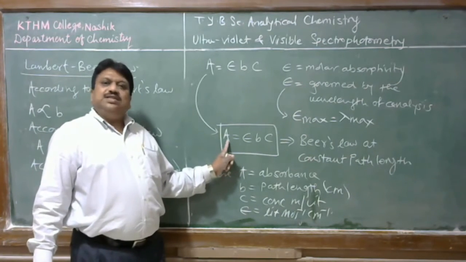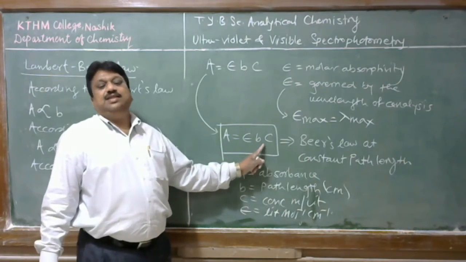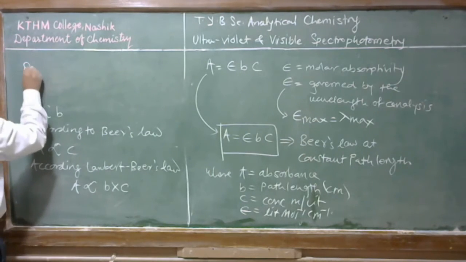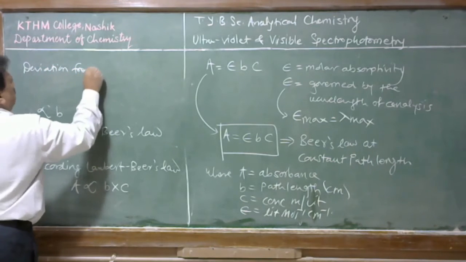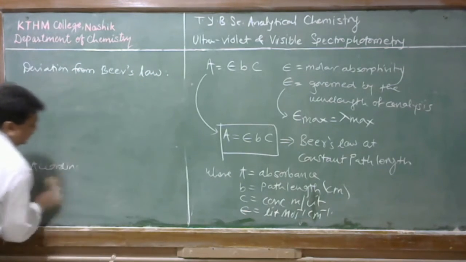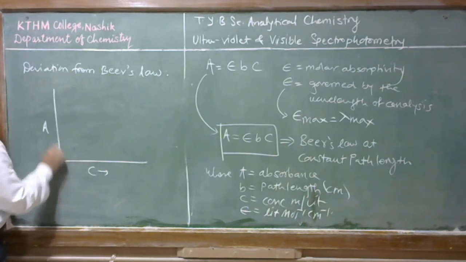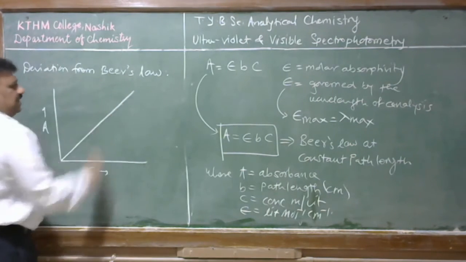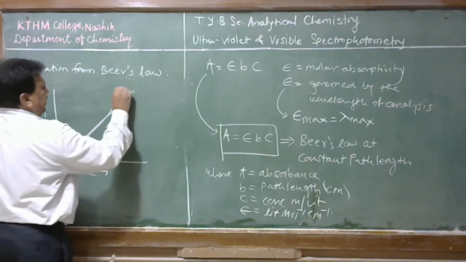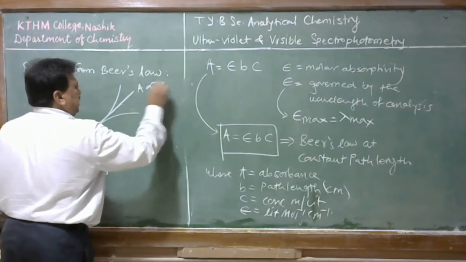But according to this equation, absorbance is directly proportional to concentration. But practically, we observe some deviation in this law, and that is called deviation from Beer's law. According to Beer's law, absorbance should be directly proportional to concentration. Therefore, when we plot this graph, we have a straight line passing through the origin. But generally, at higher concentration, we have this curve deviated in this direction, or sometimes it gets deviated in this direction. Here, A is directly proportional to C along this line.